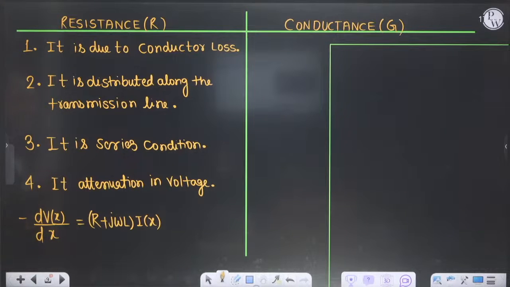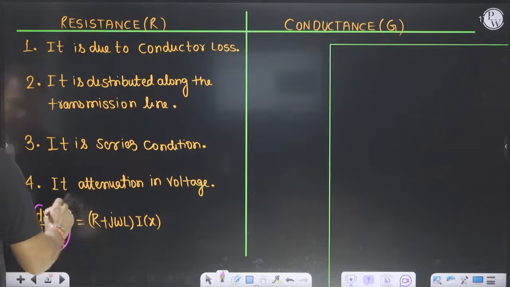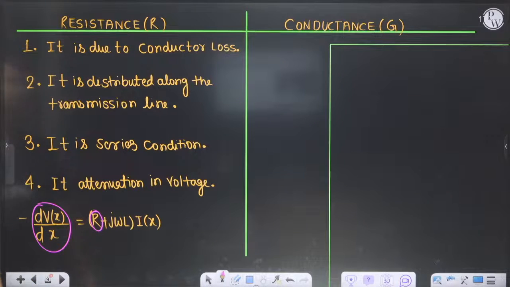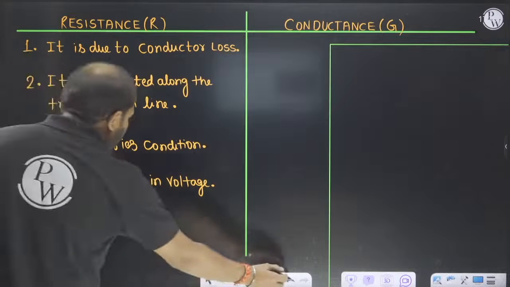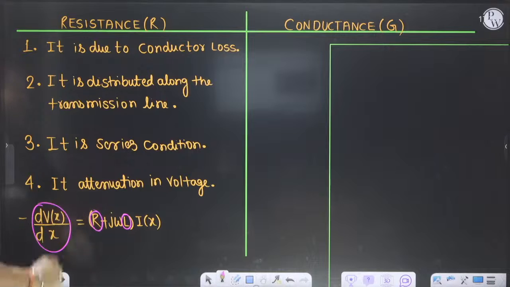So what is the concept here? dV by dx equals minus (R plus j omega L) Ix. I will derive this later, but right now I am using it. Here the real part of the voltage change is given by R, and the imaginary part of the voltage change is given by L. The voltage change is negative, so it is decreasing, and since it is decreasing we call it attenuation. If it were increasing, we would call it gain, but here voltage is decreasing with distance, so it is an attenuation term.